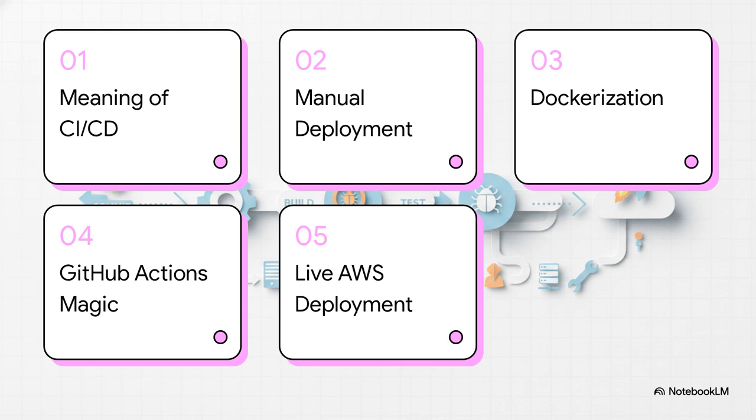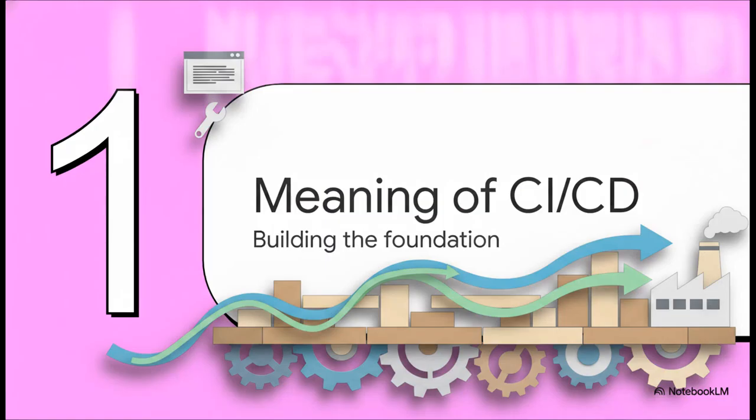Here is our roadmap for today. We'll start with the real meaning of CI/CD. Then we'll talk about the manual deployment struggle. After that, Dockerization for preparing the app, using GitHub Actions to automate the magic, and finally, doing a live deployment on AWS.